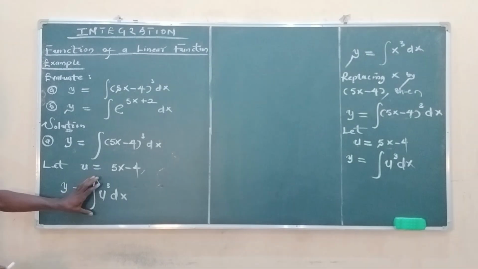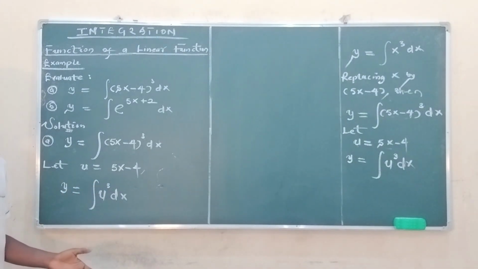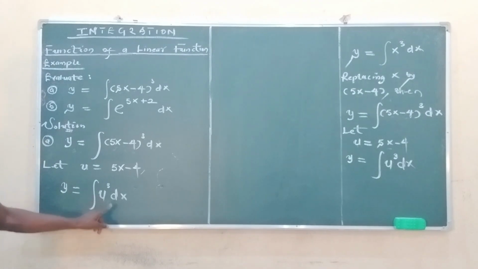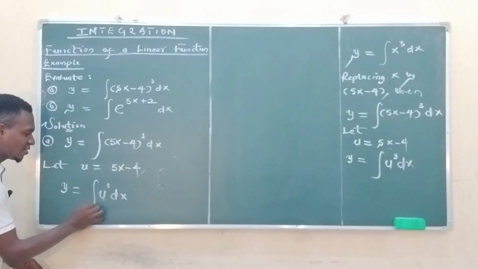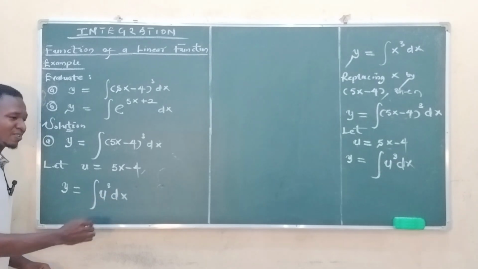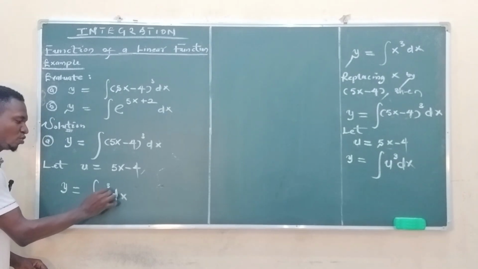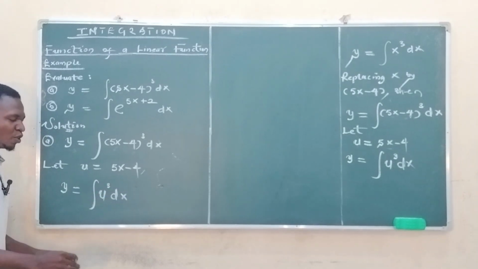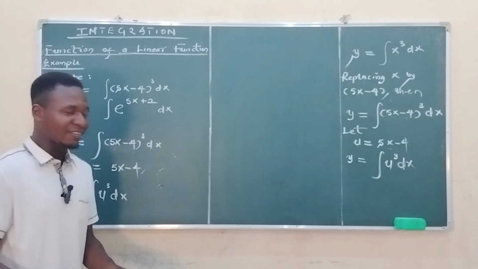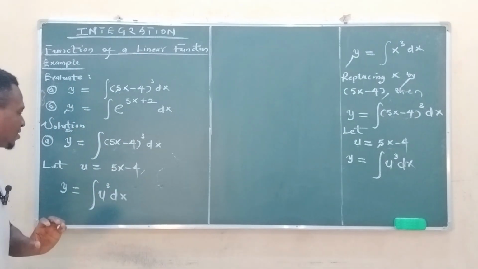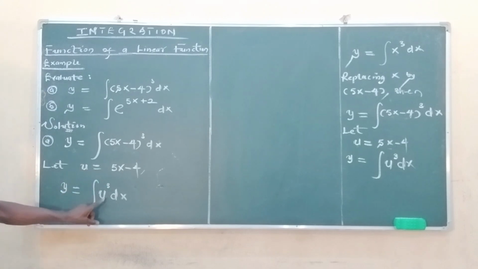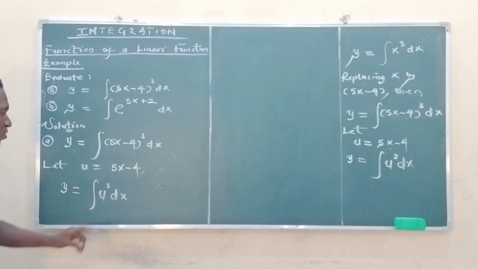Now, if you look at this integral, there is something really fishy about it, and what is that? You have u and you have another variable x. This statement means integrate u with respect to x. That is what it means: integrate u to the power of 3 with respect to x. So there is a conflict in the language of this particular statement. It says that we are integrating u raised to the power of 3 with respect to x.